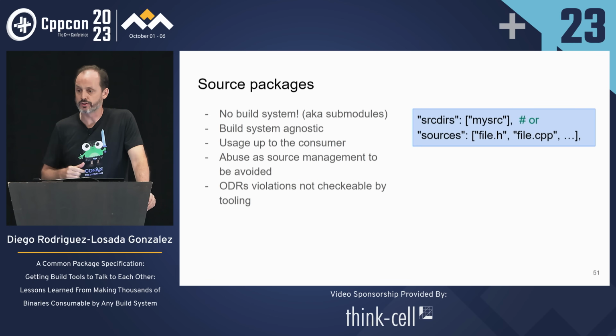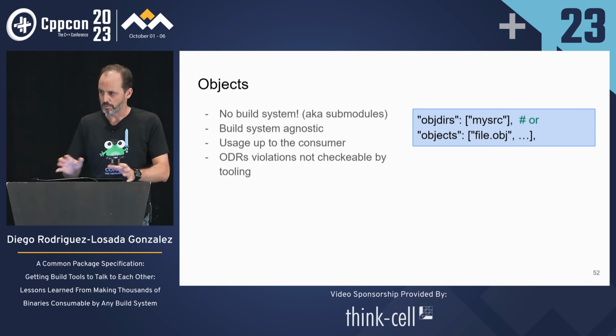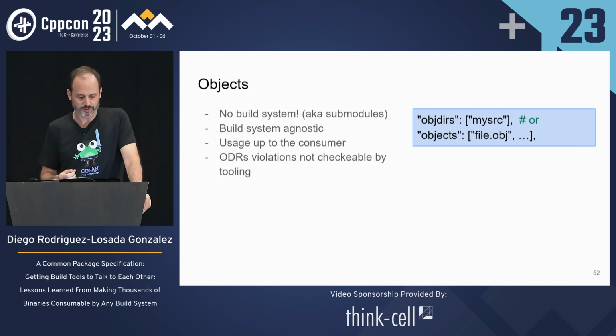The same happens with source packages. Is it possible to create packages that contain only sources? The most important point here is that we shouldn't confuse this with submodules. A source package doesn't contain any build system. It's intended for the sources to be directly used by the build system of the consumer. Because if we are wrapping that as a build system, we are creating our own implementation of submodules, basically, and we don't want that. We want the CPS to be agnostic of the build system of the package.